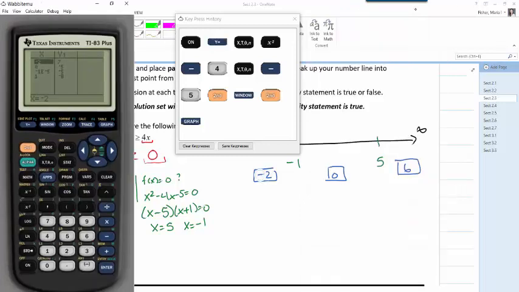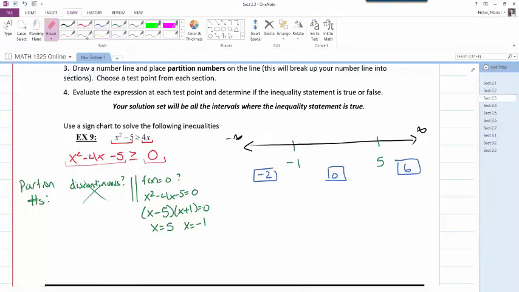All right, the first number I'm plugging in is -2. So I plug in -2 and I hit enter, and I get the number 7. I get the answer of 7. So 7 is a positive number, so I know that all the values in this section are positive.